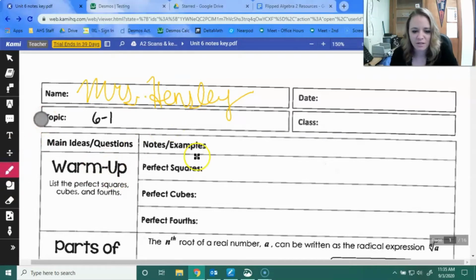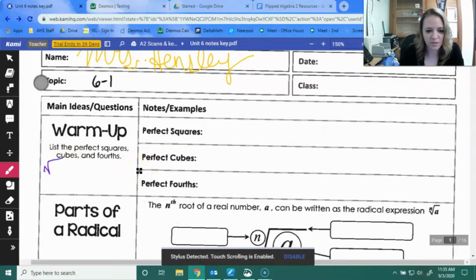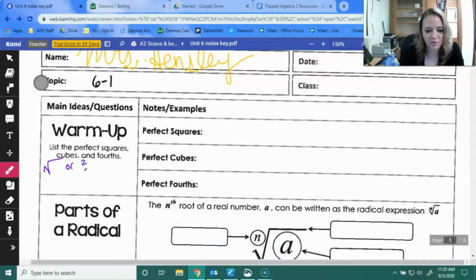Alright. So this is our unit on radicals, also known as square roots. There are not just square roots, but we can also take the cube root and the fourth root. Of course, square root can look like that, or it can have the 2, but we typically don't put the 2. They mean the same thing. We can do the third root, and we can do the fourth root, okay?